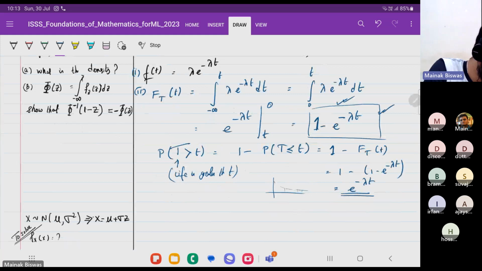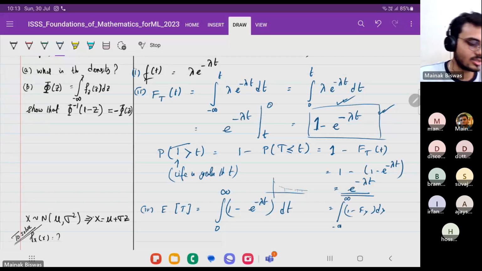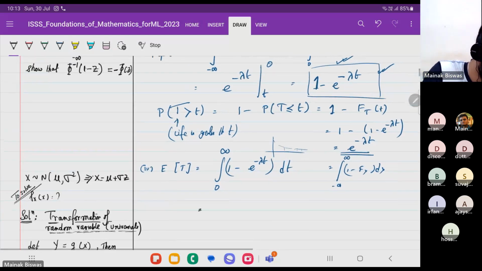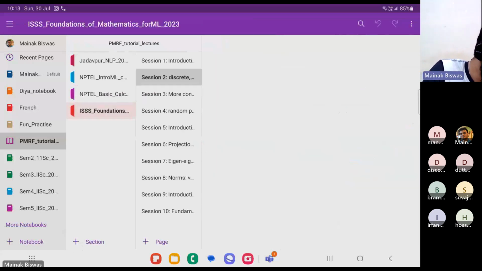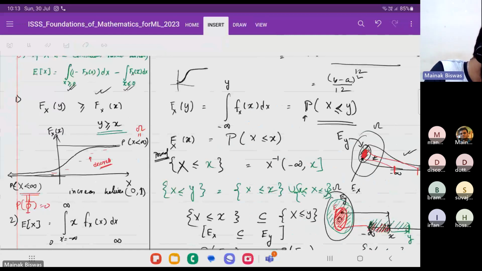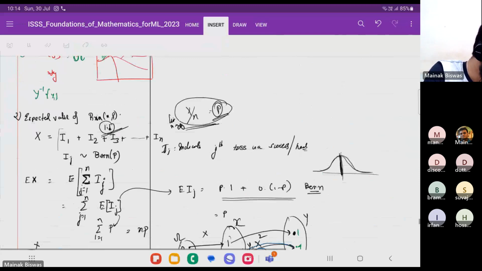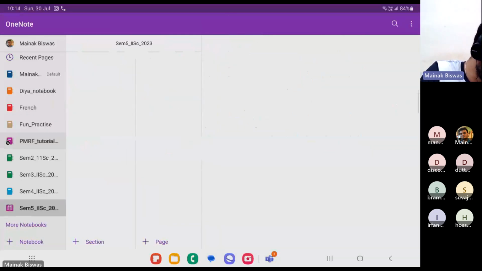Now let us do the expected value in one line. What will be the expected value of t? Integral of 1 minus the CDF, which is e to the power minus lambda t, dt, from 0 to infinity. This is nothing but the integral of 1 minus F(x) dx, the formula that we found out. So let me just check this once. For x greater than 0, this was the formula for the expected value, and for x less than 0, it was F of x. So we are right and good to go.